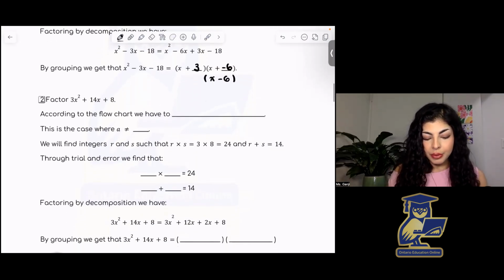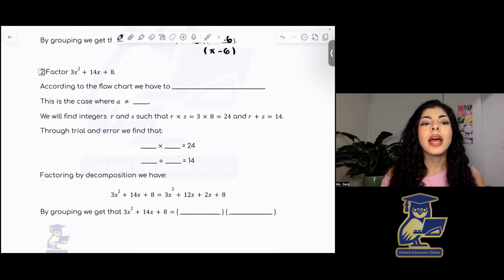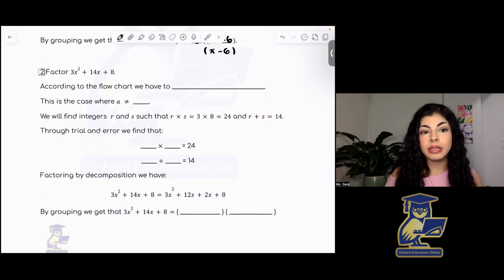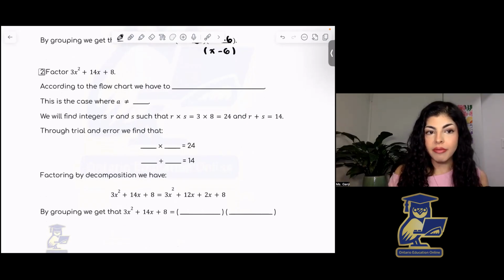Our second example now is 3x squared plus 14x plus 8. Again, we want to look at that flowchart. First, is there any greatest common factor here? 3, 14, and 8. There's no greatest common factor, so I can't do anything.